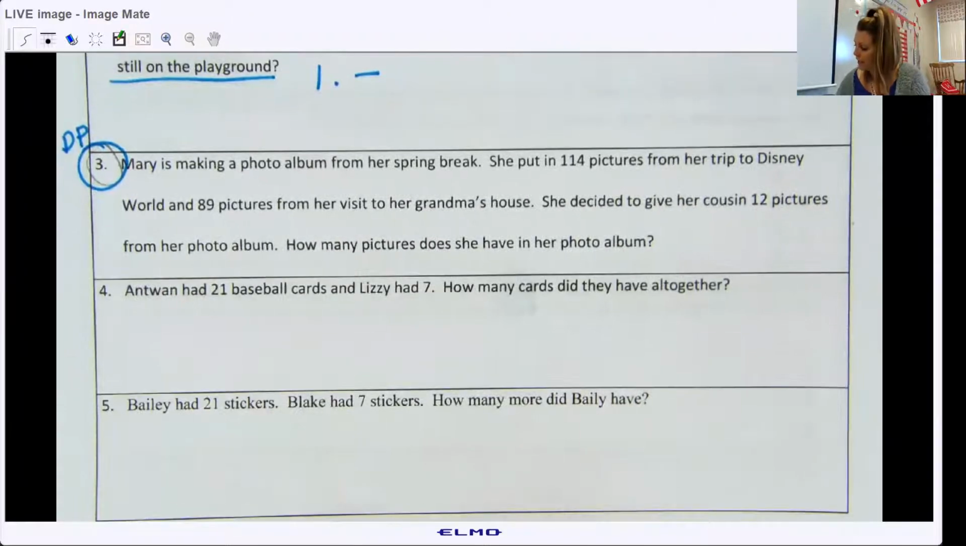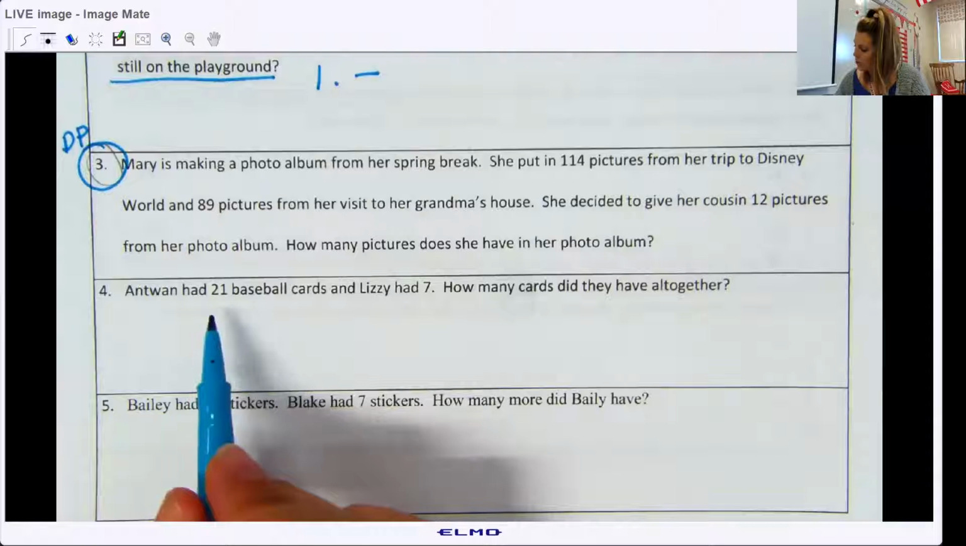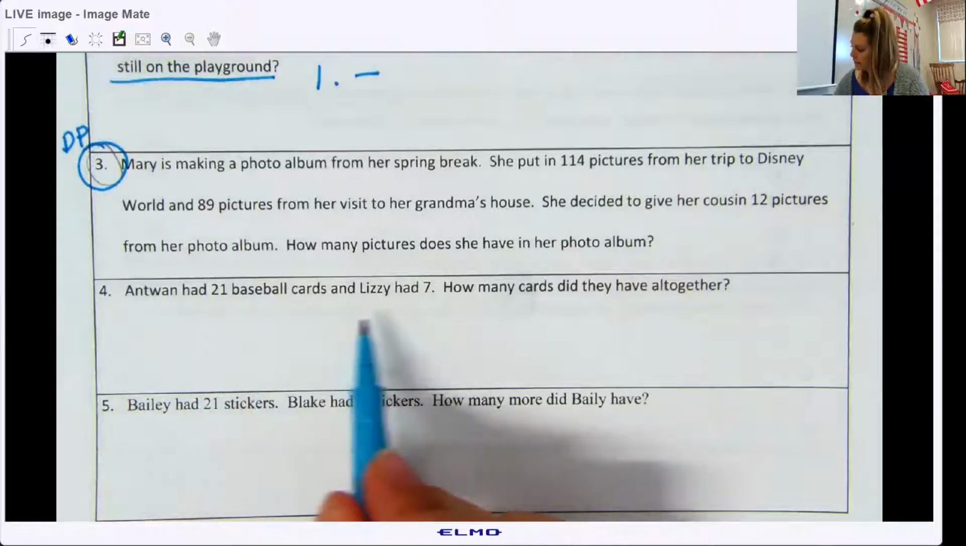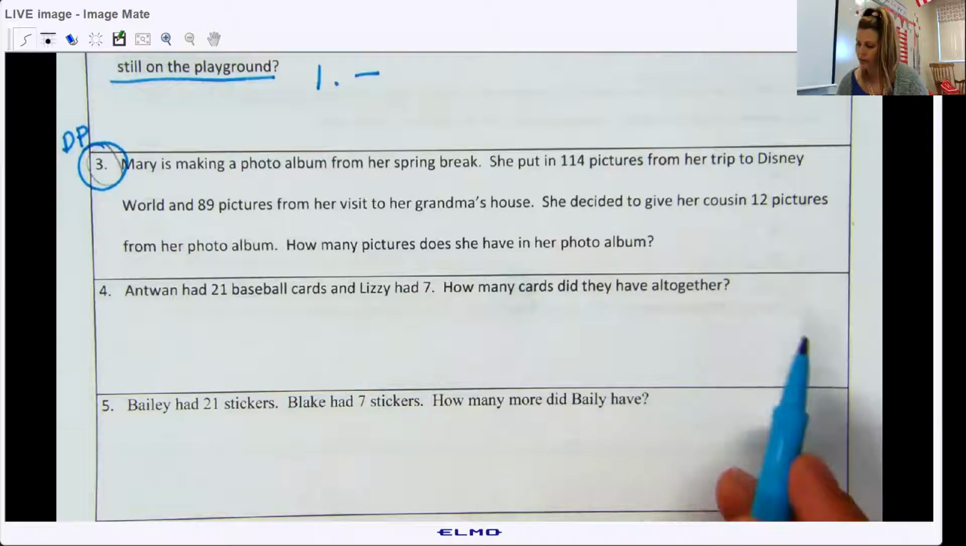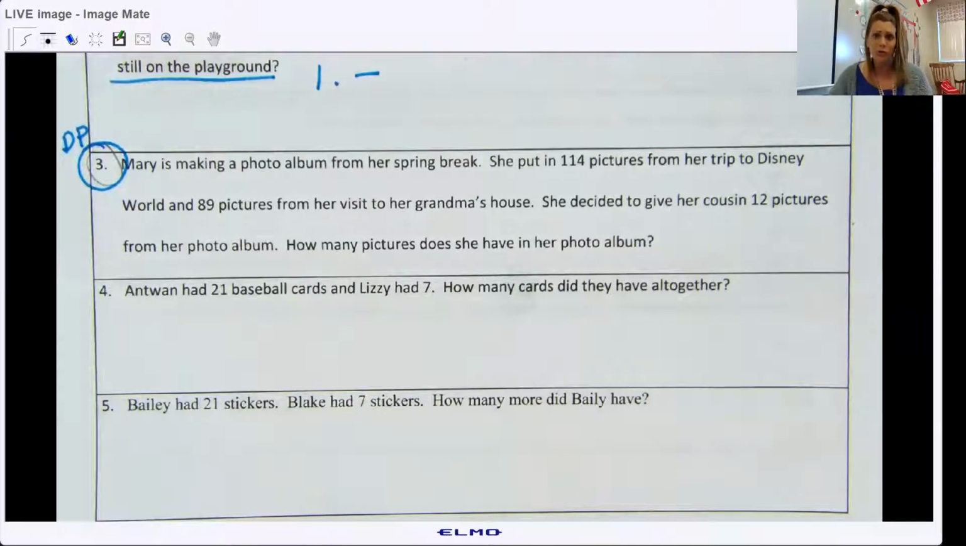Number 4, Antoine had 21 baseball cards and Lizzie had 7. How many cards do they have all together? As I'm reading it, you should be circling, boxing, underlining, and then thinking about 1 step, 2 step. What are you going to do with those steps? Go ahead and do it now.